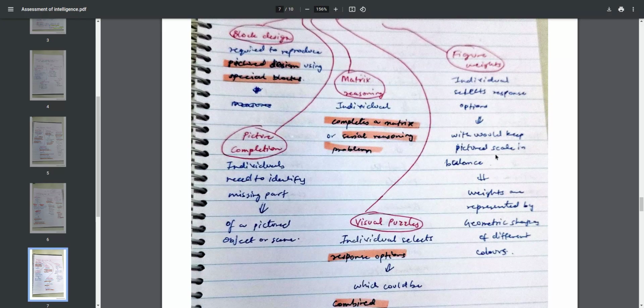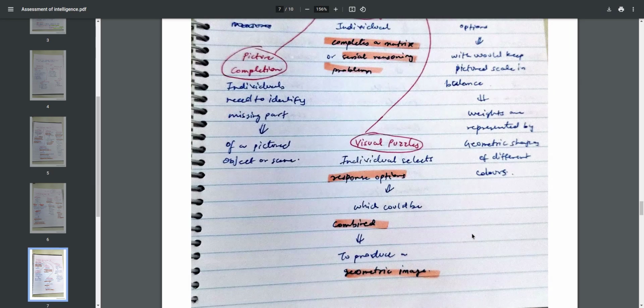Okay, then matrix reasoning. Individual completes a matrix or a serial reasoning problem. So you just have to complete a matrix or a serial reasoning problem. Then visual puzzles. The individual selects response options which could be combined to produce geometric images. So they are shown a list of options which they could choose from, and you have to choose a combination of them which can produce a geometric image.